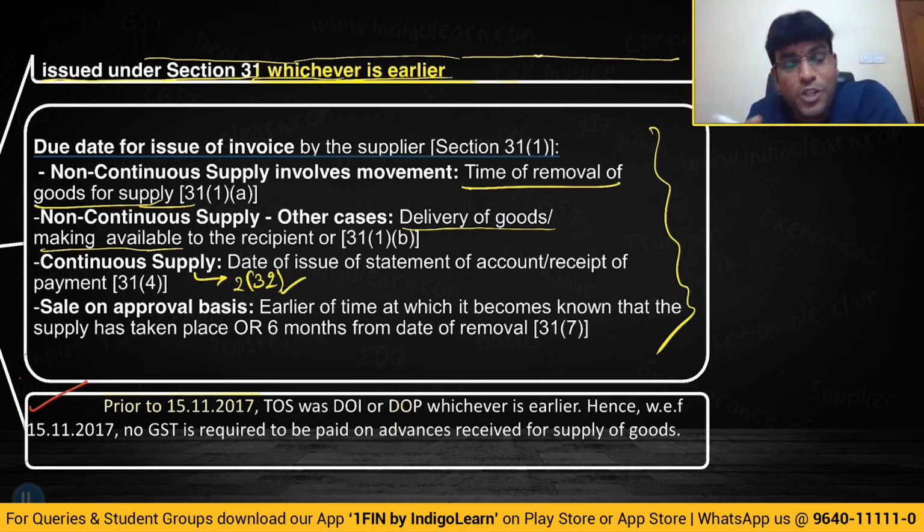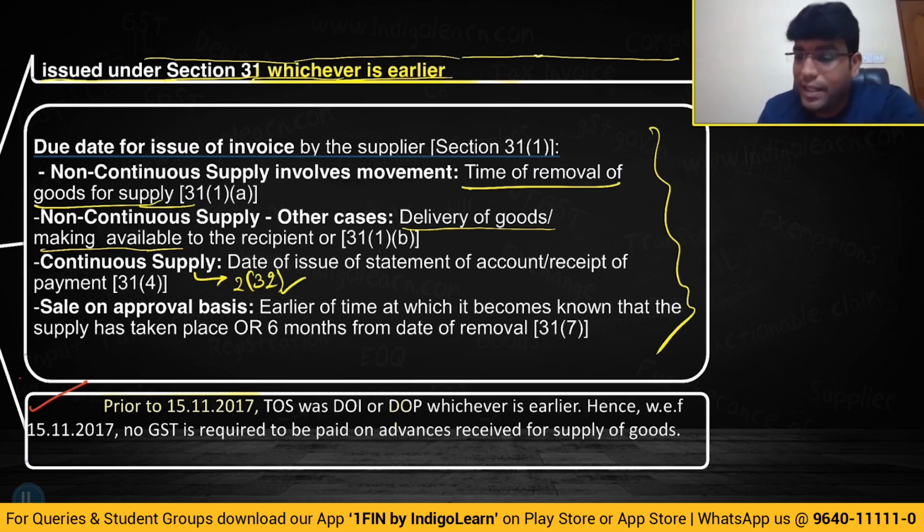And last date on which invoice ought to have been issued is given by section 31. And in section 31, different cases have different time limits. Next. Sale on what basis now? Approval basis. Sale on approval basis means what? Goods sent on approval basis. Very common.